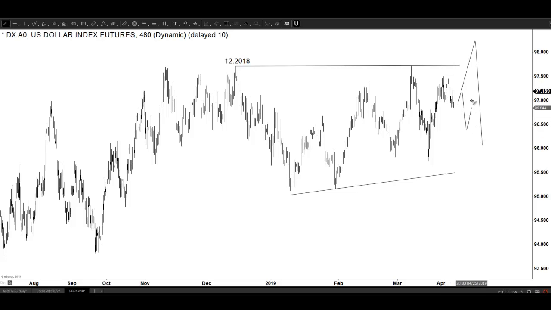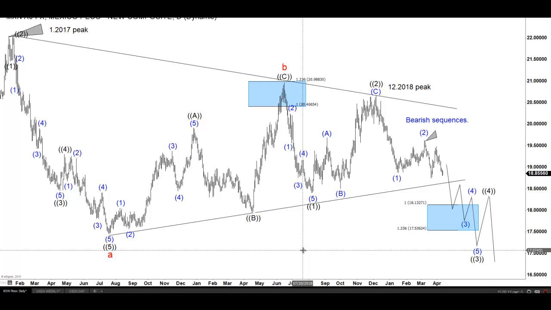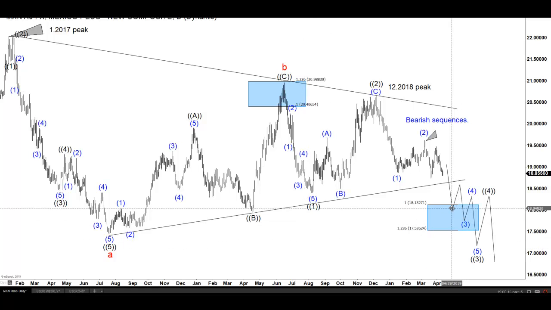It can go here, here, and get back, or even do this before the real move takes place in the market. It's going to be hard to see the dollar with too much upside as long as the Mexico peso does not reach this blue box.